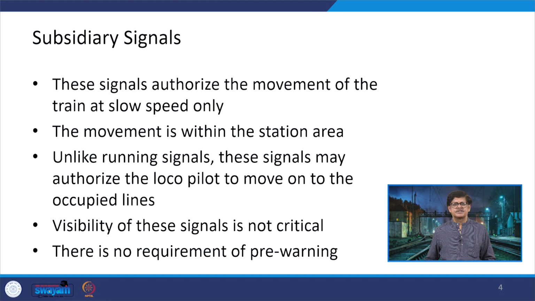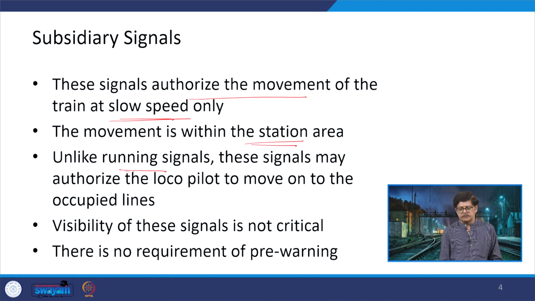Let us start with the subsidiary signals. Now, what are these subsidiary signals? These signals authorize the movement of the train at low speed only. So, wherever these type of signals are being shown, it means the train can move at a very restricted speed. The movement is within the station area, you are not in the block section.